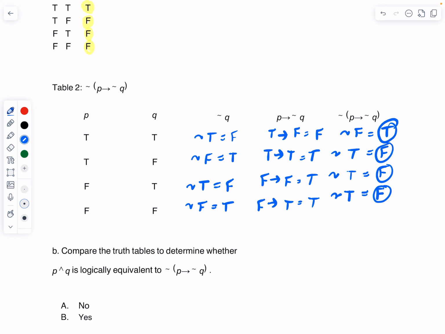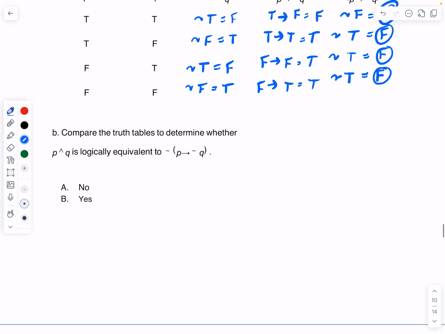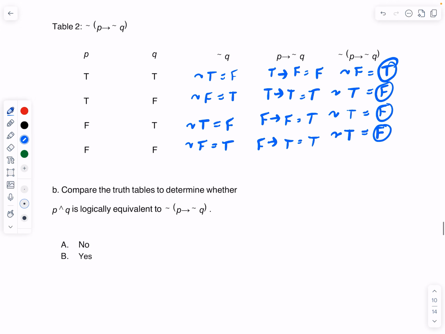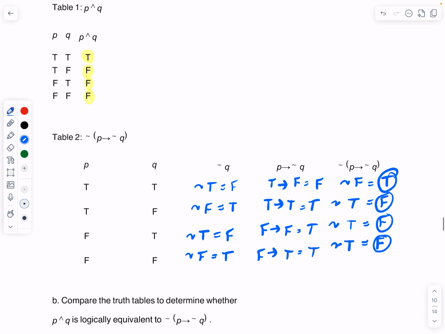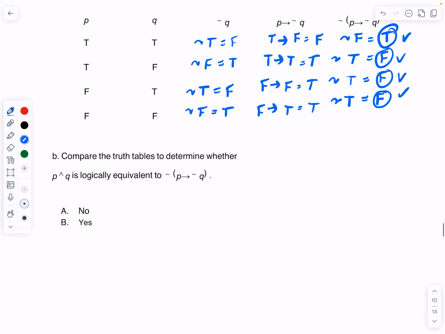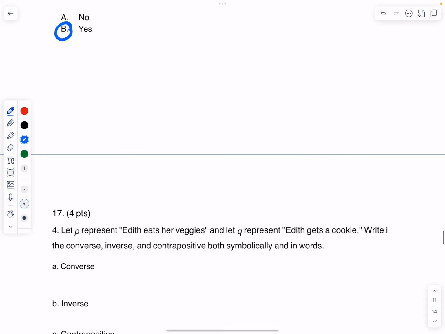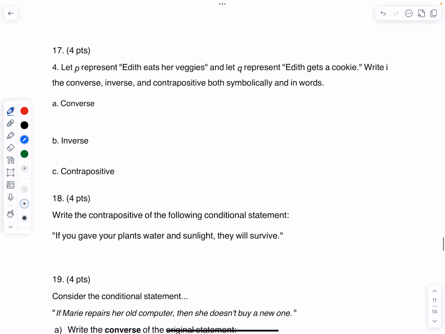All right, part B. Compare the truth tables to determine whether P and Q is logically equivalent to the negation of P then negation Q. So if I look at the truth tables, I'm looking for order. This one goes true, false, false, false. This one goes true, false, false, false. So since they are exactly the same, are they logically equivalent? The answer is yes.